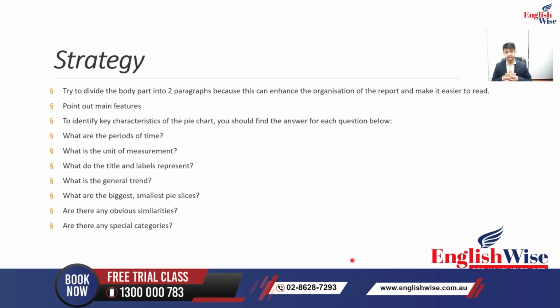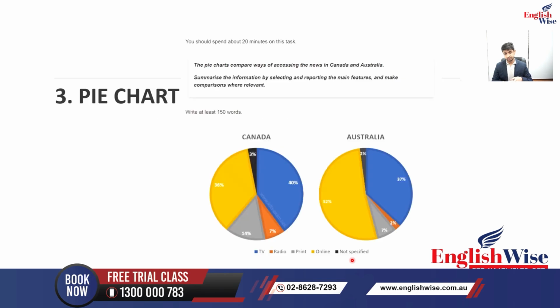So for this question, again, point out what main features you can see in the pie chart. See what periods of time they're using for measurement, or what the unit of measurement is. Are they using proportions? Are they using numbers? What titles are given to each part of the pie? Is there a bigger piece of the pie? Is there a smaller pie slice? What are the similarities between two pie slices? Is there a proportional difference between two pie charts? Check all of these categories when you represent your data in a pie chart question.